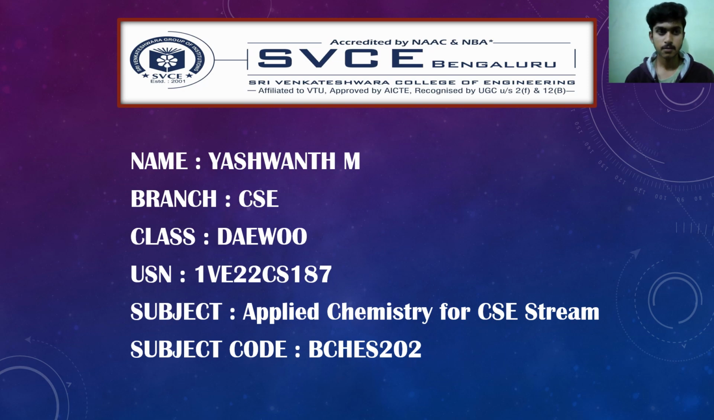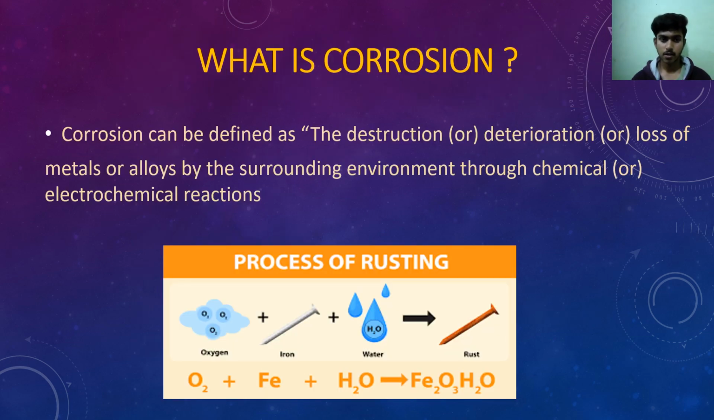What is corrosion? Corrosion can be defined as the destruction or deterioration or loss of metal or alloys by surrounding environment through chemical or electrochemical reaction. The process of rusting: oxygen plus iron plus water causes the rust.